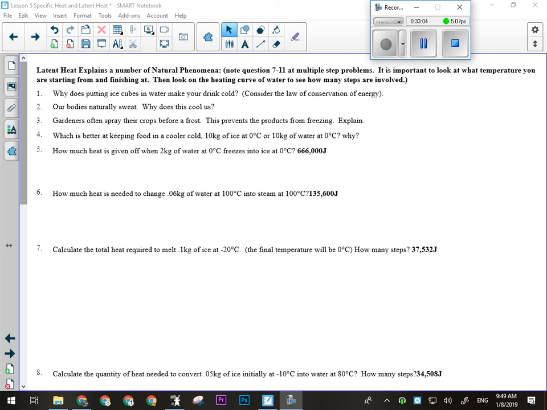We sweat. It's stinky, it's smelly. Some people sweat more than others, but it cools us off. It cools us off because in order to evaporate, it has to take energy from our body to do it. It's as simple as that.